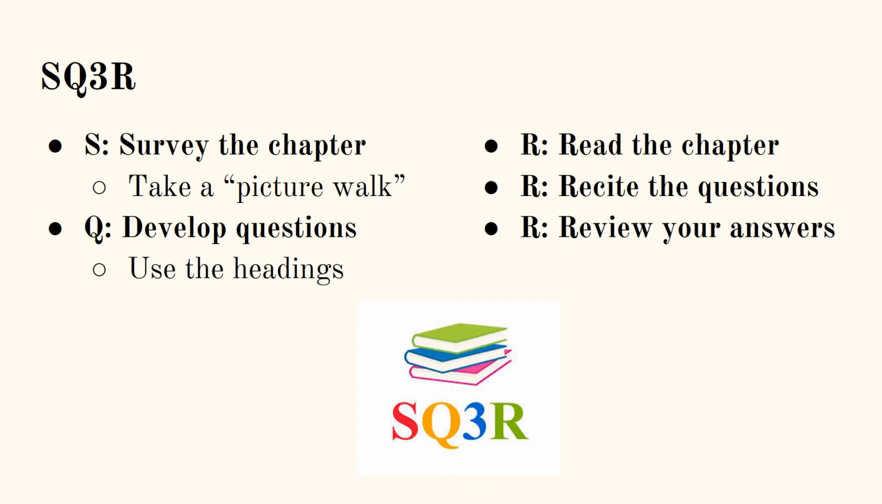And then the 3R in SQ3R stands for read, recite, and review. This might sound familiar, similar even to the Cornell note-taking method. You're going to read the information, recite the questions that you've come up with, and review the answers. So again, you can see that repetition is really important and key when it comes to studying. Okay, so that second method was called SQ3R. Survey the chapter, develop questions, then read the chapter, recite those questions, and review the answers.